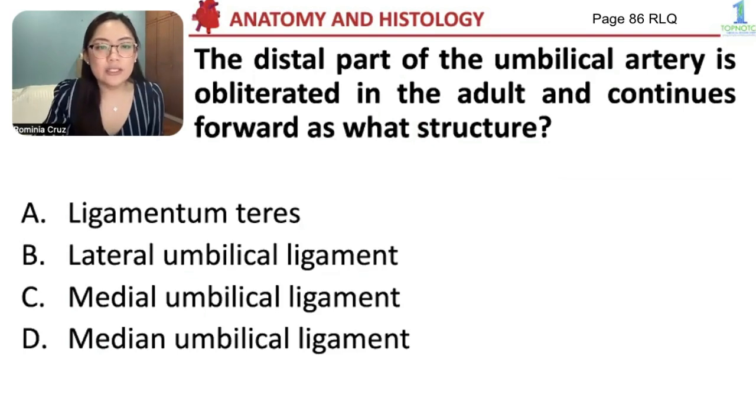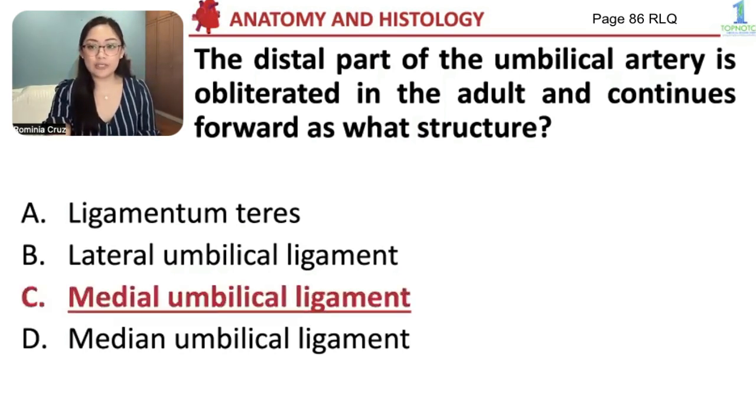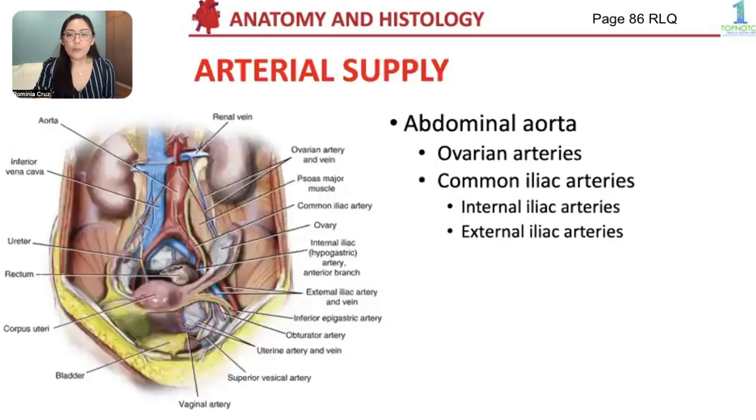So next question. The distal part of the umbilical artery is obliterated in the adult and continues forward as what structure? So in adults, the distal umbilical artery obliterates to become the medial umbilical ligament. The arterial supply of the pelvis and the perineum mainly comes from the abdominal aorta, where it gives off the branches of your ovarian arteries and your common iliac arteries.